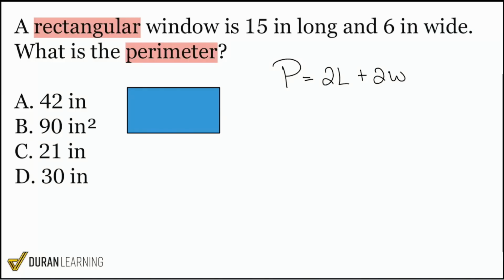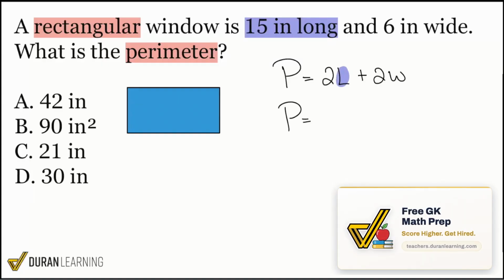So all we really need to do is plug in the values into the right places and we're good. Here we know that we have 15 inches long right there. And then we have 6 inches wide, and that belongs right here. So we'll plug in our values, and we are done. Here we go. We have double 15, and then double 6.